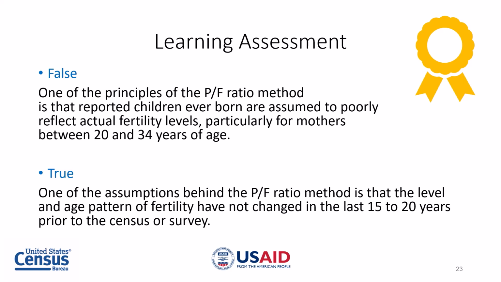Second statement. One of the assumptions behind the standard PF ratios method is that the level and age pattern of fertility have not changed in the last 15 to 20 years prior to the census or survey. It is true. This is one of the assumptions behind the method, and since this assumption is often violated, the PF ratios method for synthetic cohorts was developed.